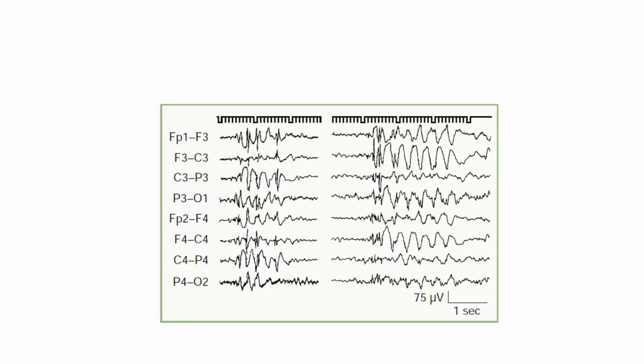This EEG tracing perfectly captures the classic electrographic signature of genetic, idiopathic, generalized epilepsy. Let's break down exactly what is happening across these channels so you can map the waveform morphology to the clinical presentation described in the caption.